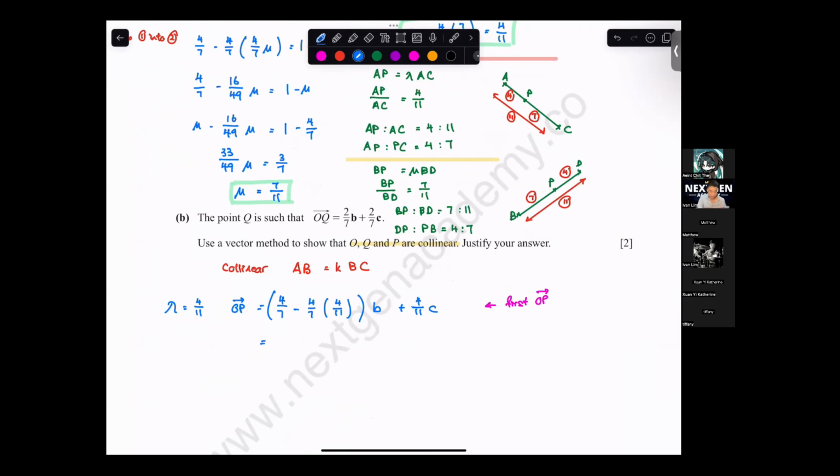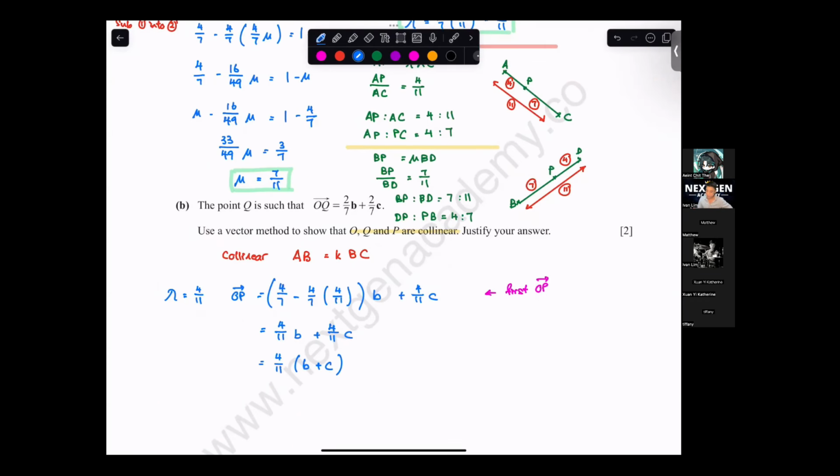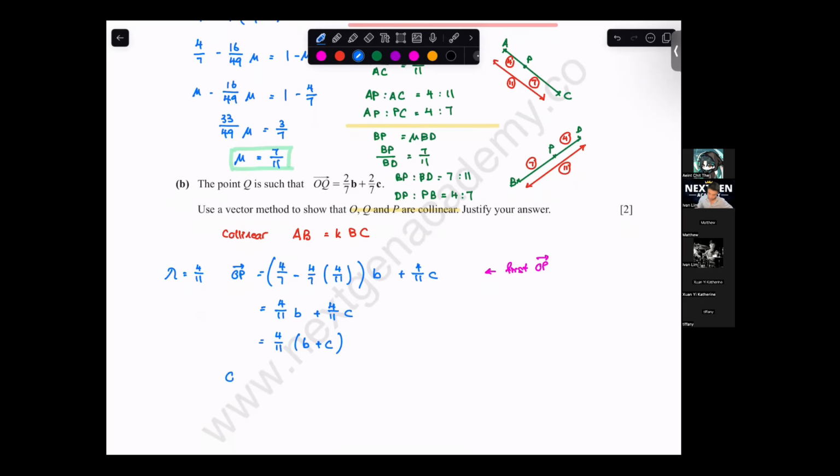We will get here 4 over 7 minus 4 over 7 times 4 over 11, which is 4 over 11, B plus 4 over 11 C, which we can factorize as 4 over 11 (B plus C). This is my first expression. Look at the second one, OQ. Now we want to make one equation, so you can start with OQ or OP equals k times the other vector.